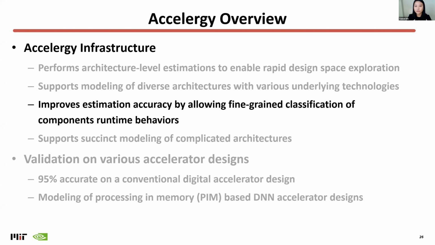We have been using a simple estimation plugin example, but actually our estimation plugin can do a lot more than just providing a plain number. We have shown that by using a very fine-grained classification of component runtime behaviors inside the estimation plugin, we can improve the energy estimation accuracy of specific designs. So what does that mean?